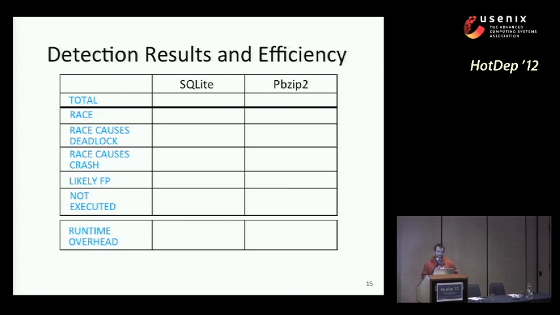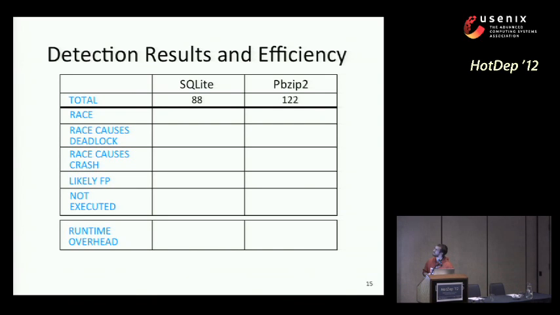So we built a prototype system and evaluated it using two real programs, PBZip and SQLite, using some of the developers' tests and tests written by us. SQLite is an embedded database with 100% branch coverage with developers' tests. It's used in iOS and Android, and PBZip is a parallel variant of the bzip2 compression tool.